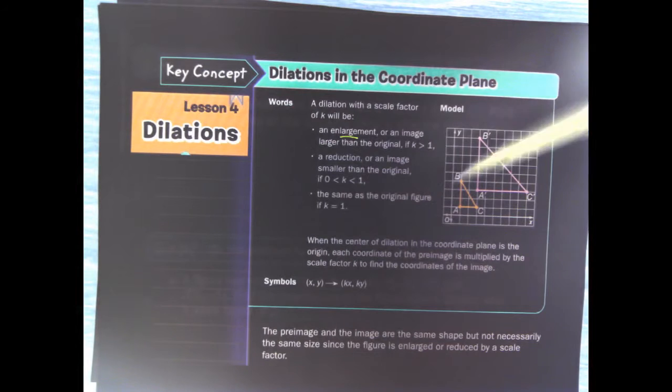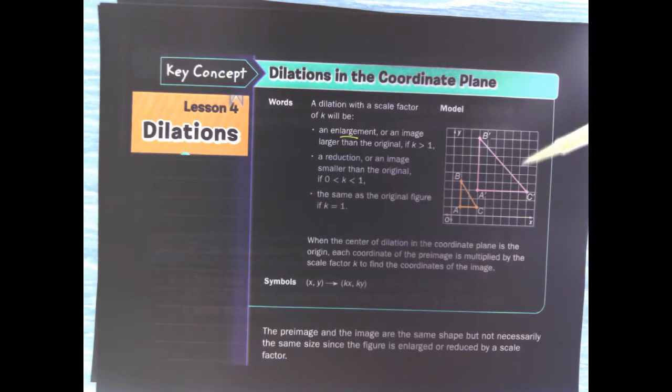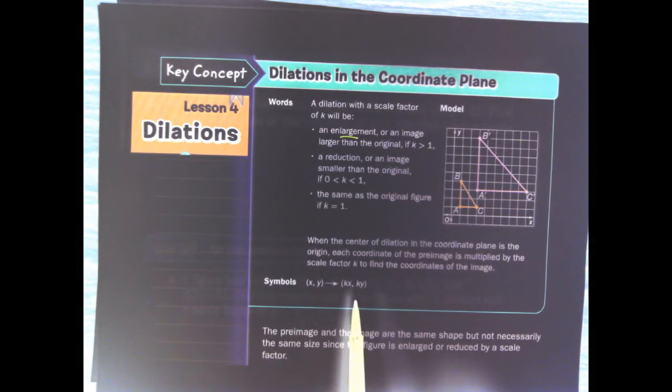Okay? So when the center of dilation in the coordinate plane is the origin, each coordinate in the pre-image is multiplied by the scale factor k. You can get really complicated on where your center of dilation is, and like I said, it makes things way more complicated. For us, all we're ever going to talk about is the origin being the center of dilation. So when you do that, our transformation is pretty straightforward. You take your scale factor and you multiply it by all the coordinates in your points. Okay? That's the basics of dilations.